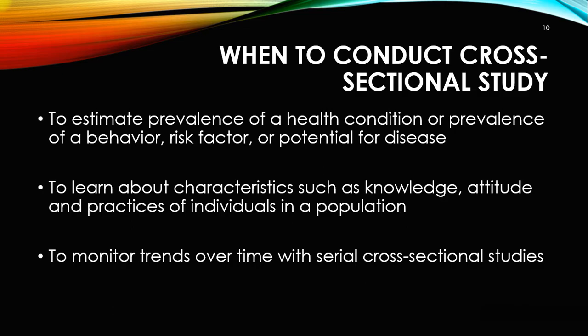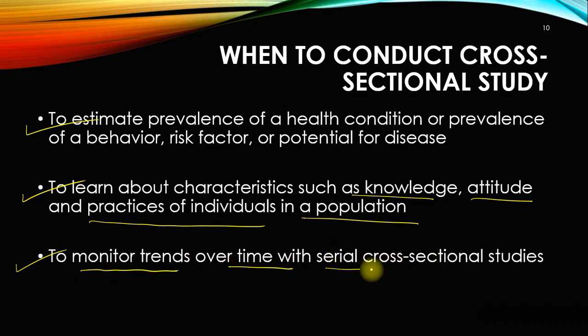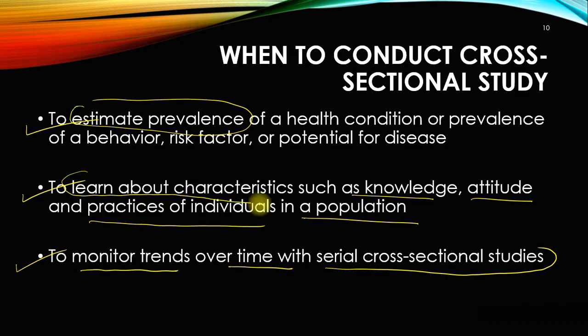So when to conduct the cross sectional study? There are certain conditions in which only we can carry out this type of study. First, to estimate the prevalence of a health condition, or the prevalence of a behavior, risk factor, or potential for a disease. The second condition is to learn about characteristics such as knowledge, attitude, and practices of individuals in a population. And the third is to monitor trends over time with serial cross sectional studies. So in the first, we estimate prevalence; in the second, we learn about characteristics; and the third is to monitor trends.